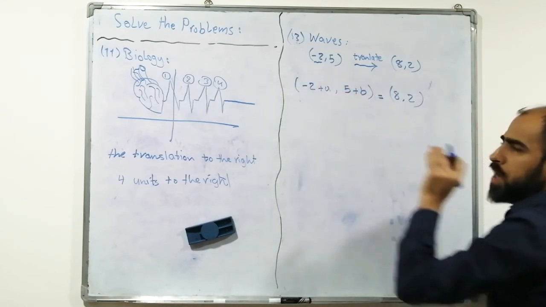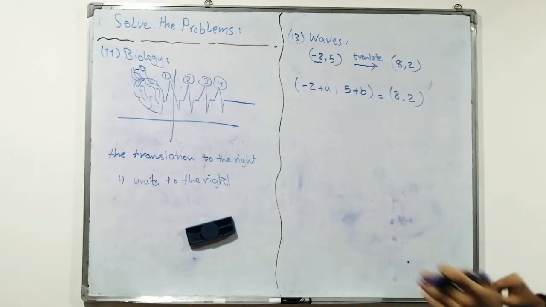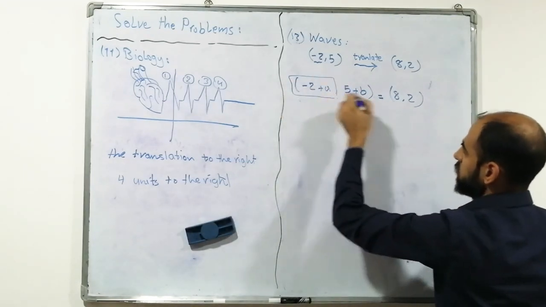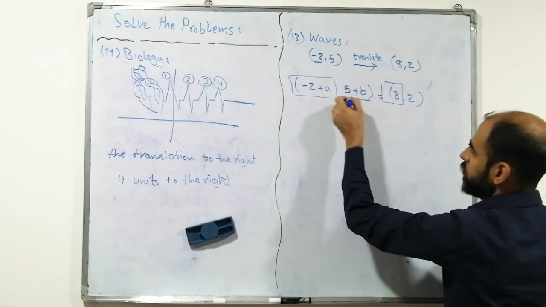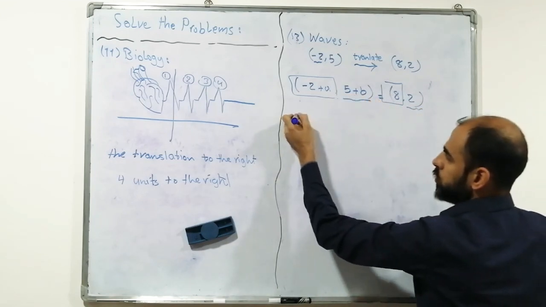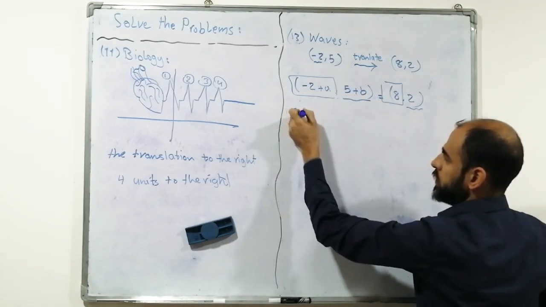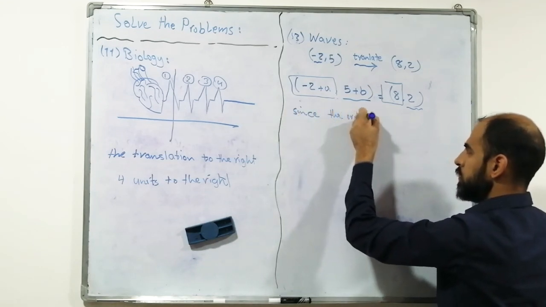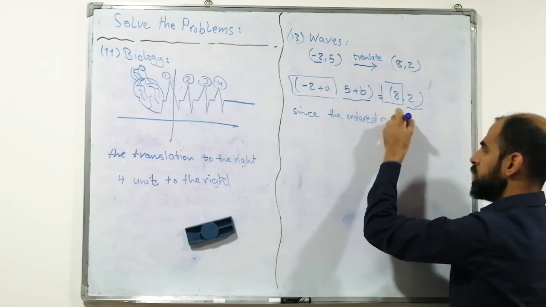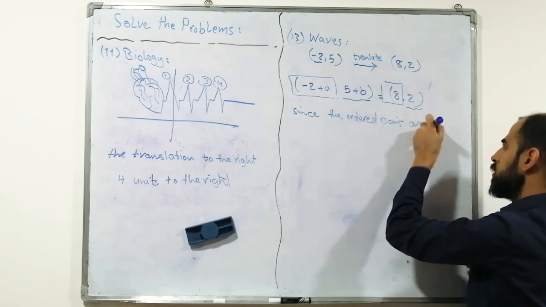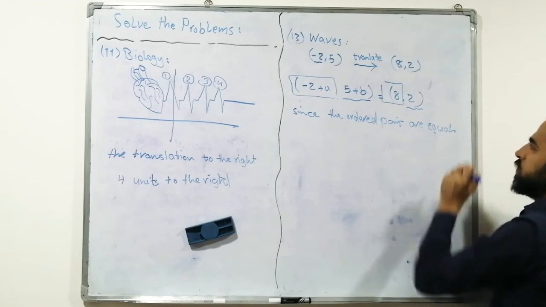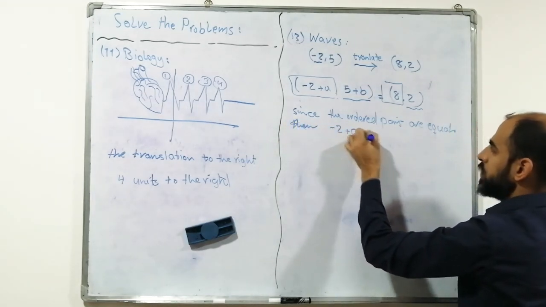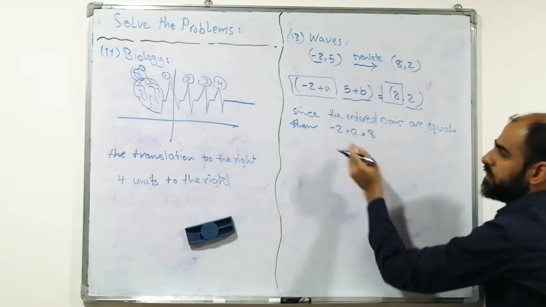And any two ordered pairs, if we have any two ordered pairs equal, then the first part equals the first part, and the second one equals the second one. So -2, since the ordered pairs are equal, then -2 plus a equals 8. Here we have an equation.